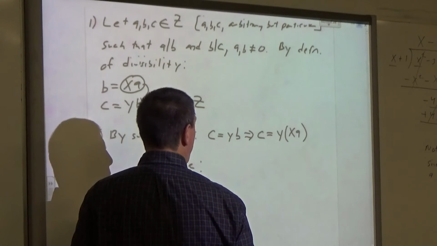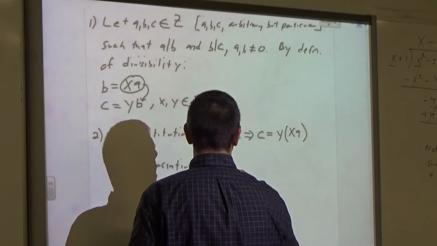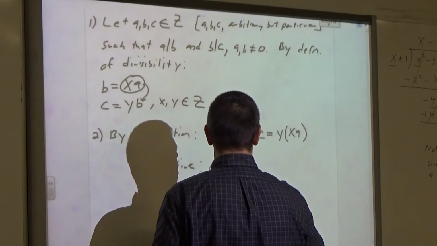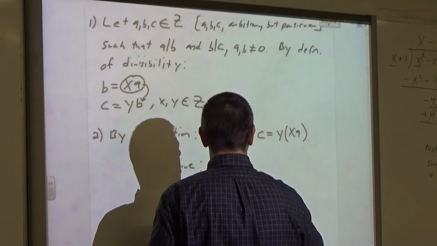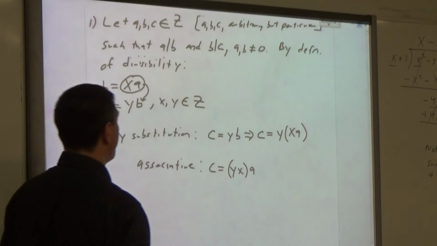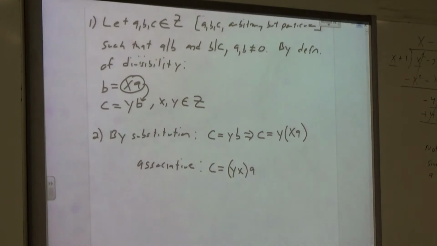By the associative property, isn't it true that C is going to be equal to quantity Yx times A? Okay? I mean, if you got a real ball buster for a teacher, they'd want you to show that, okay? And I don't mean that in any sort of negative connotation. It does happen, okay? They might want to see that. Not saying that they would.